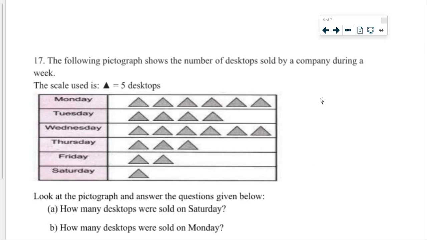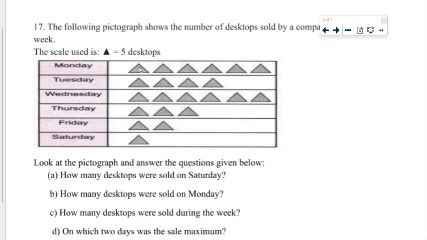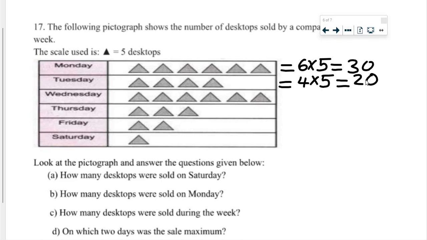We have on Monday, how many symbols are there? 1, 2, 3, 4, 5, 6. So it means 6 into 5 will give you 30 desktops that were sold on Monday. On Tuesday, how many symbols are there? 1, 2, 3, 4. So you do 4 into 5 equals 20 desktops. On Wednesday, 1, 2, 3, 4, 5, 6. The number is the same as on Monday. So go ahead writing 6 into 5 equal to 30.